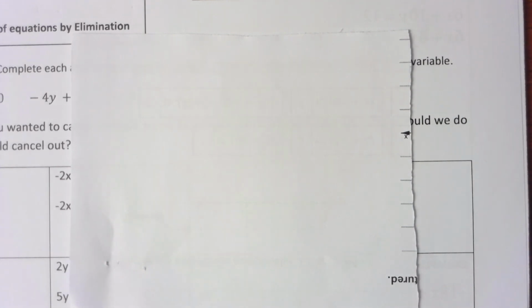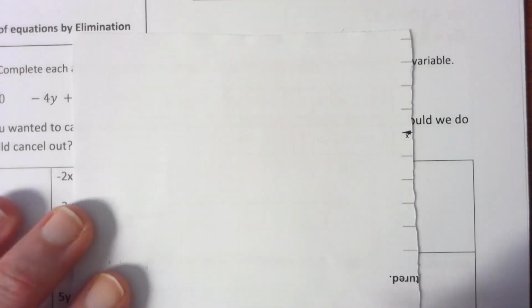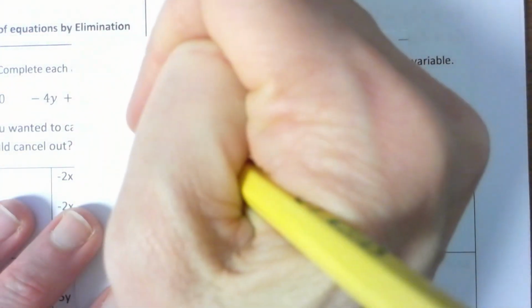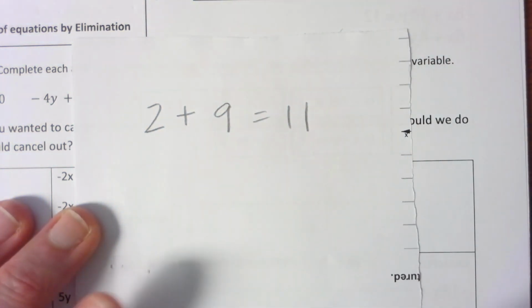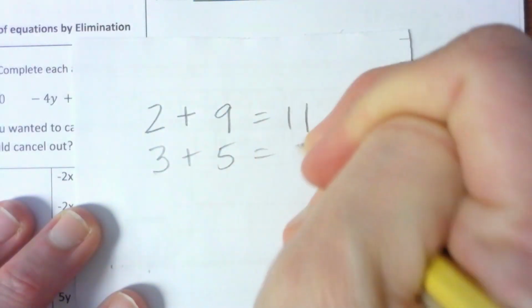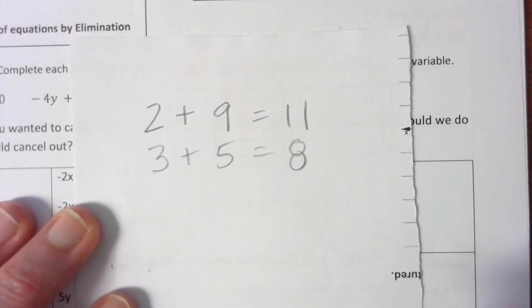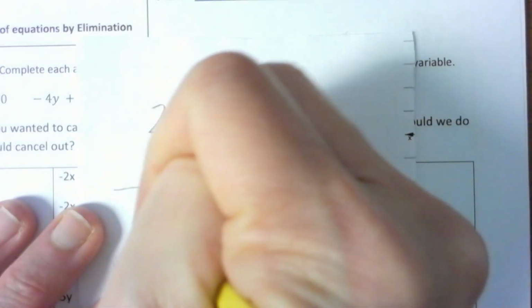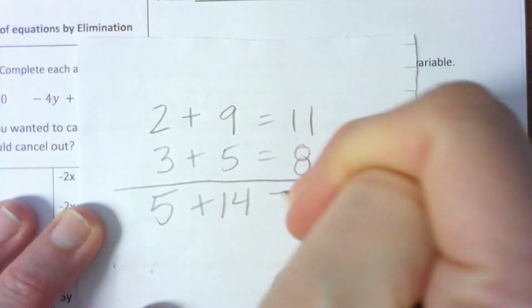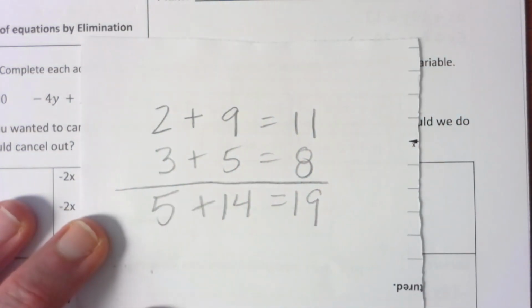On page 18, I want to show you something that you might not have realized. If I make up any addition problem, so I'll just do something like 2 plus 9 equals 11, okay? And then a different problem, 3 plus 5 equals 8. What I want you to see is that you can take these two addition problems, and if you add them together, you get another addition problem that is also true.